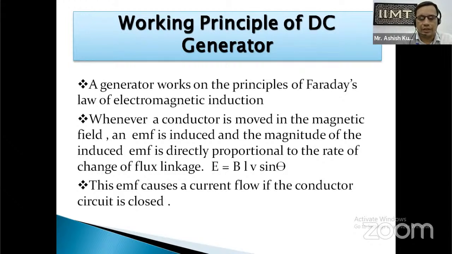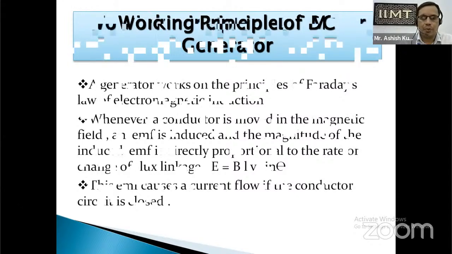While we are talking about its mathematical expression, induced EMF is equal to BLV sine theta, where B is the magnetic flux density, L is the length of the conductor, V is the velocity of the conductor, and theta is the angle between the magnetic lines of force and the movement of the conductor. This EMF causes a current to flow if the conductor circuit is closed.